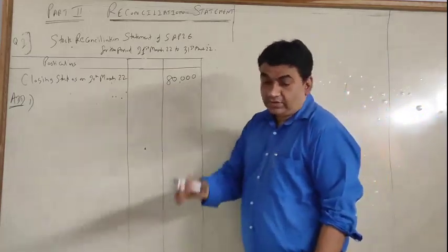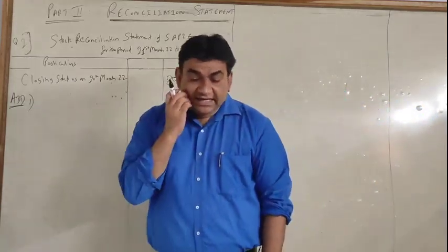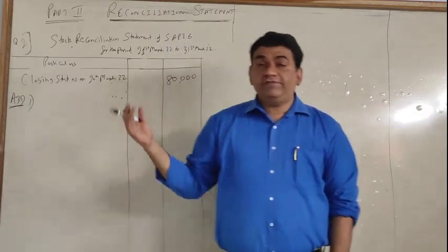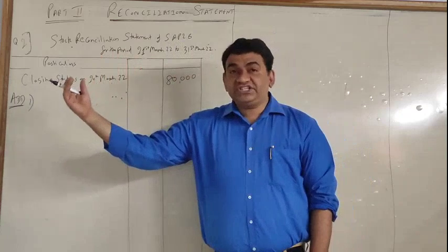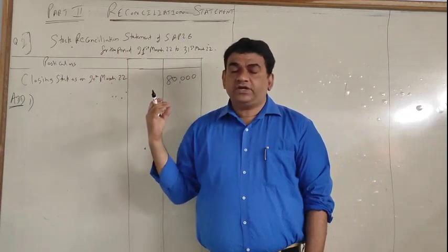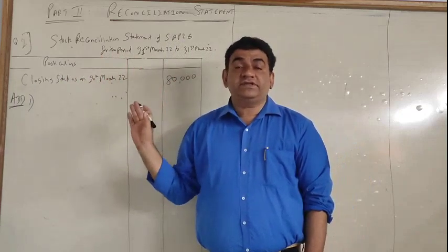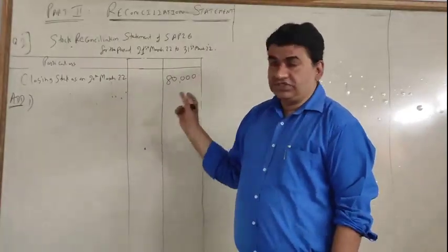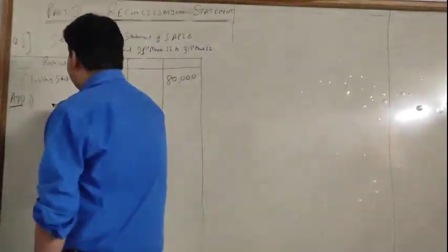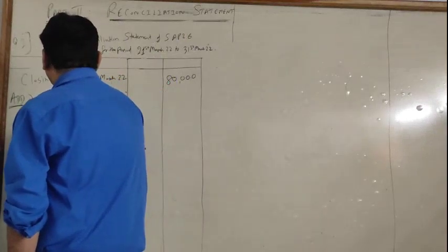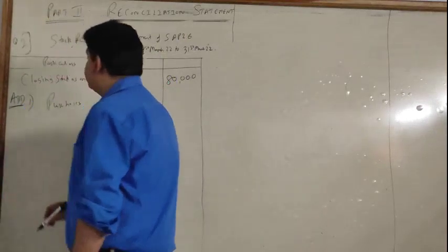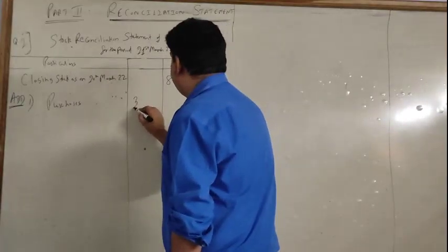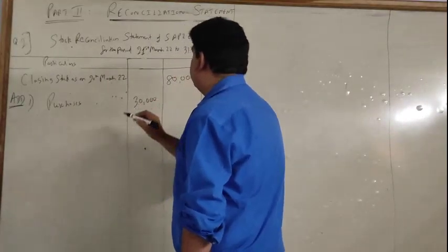Okay, coming back to the question. Second, purchases from 21st to 31st March, 30,000. You have purchased after 21st March, but before 31st March. So that will increase the cost of your closing stock. That is the reason we will add it. Exactly the same thing we did in the previous sum. So add purchases, put it in the first column, 30,000.